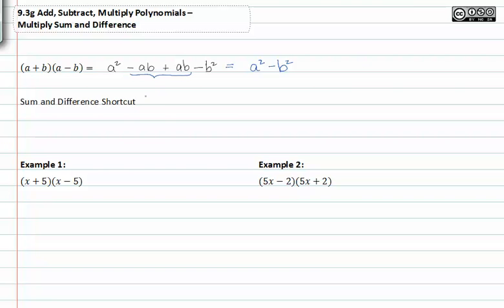So a sum and difference shortcut is like this. You only need the first and last term. So when you're multiplying these together, you can simply multiply the first and the last to get your final product.